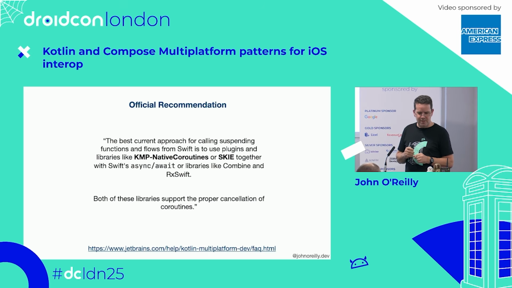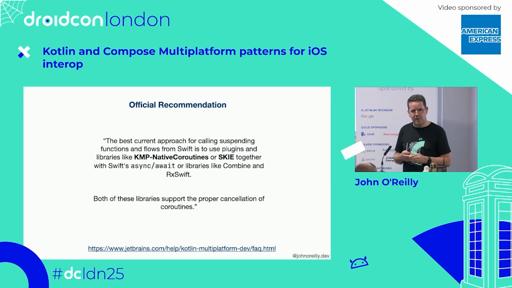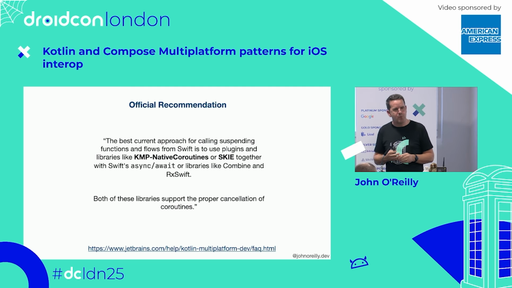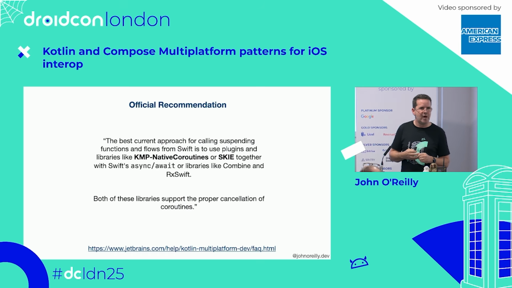Just to mention that the current official guidance from JetBrains is also to use these third-party solutions, such as KMP native coroutines and SKIE. And as mentioned here, both of these libraries support proper cancellation of coroutines. By the way, we're focusing here on interop with the Swift structured concurrency capabilities added in Swift 5.5, as they map quite nicely to how structured concurrency works in Kotlin. There are also, through these libraries, ways to support other iOS concurrency frameworks such as Combine and RxSwift.